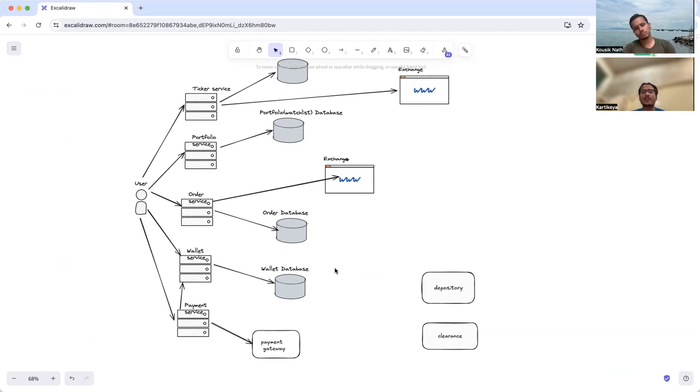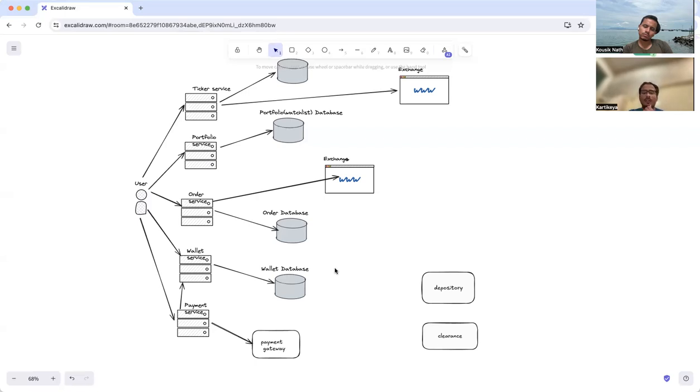It will compare the data from both of the databases, and it will see that for this particular transaction the money was deducted from the wallet of this particular user, but I cannot find any order for this particular transaction ID. So maybe by joining these two tables, it can identify the transaction for which there is an inconsistency in our system.